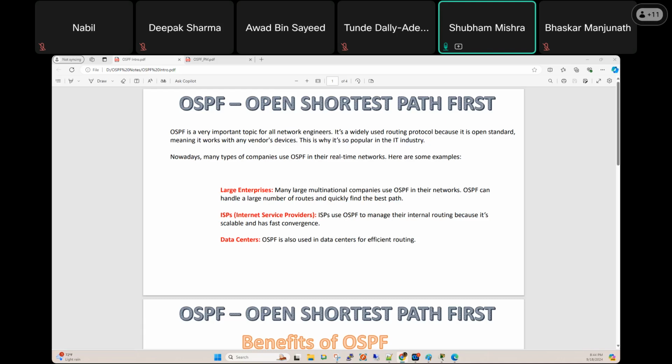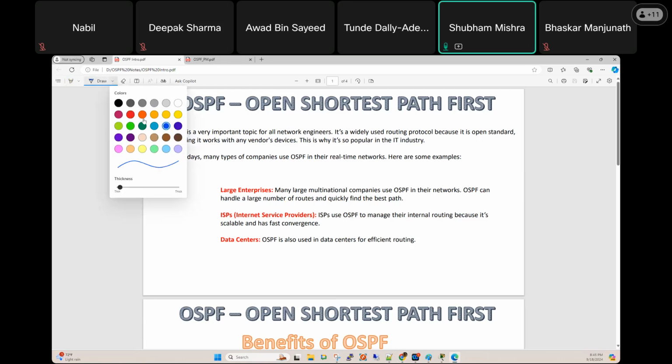The reason we use OSPF is that it's an IGP and it's used within one particular network. We are not using it within the ISP, because we only use EGP between ISPs. OSPF is used within just the LAN network, so we use it as an IGP.